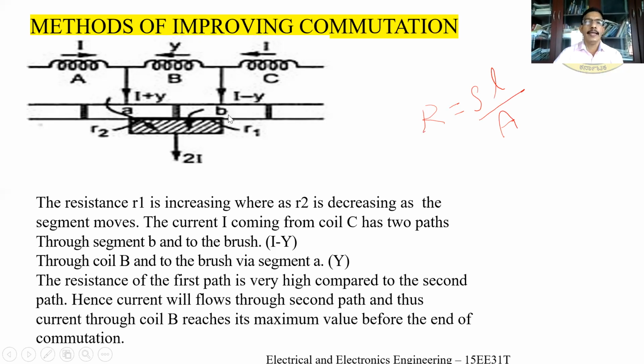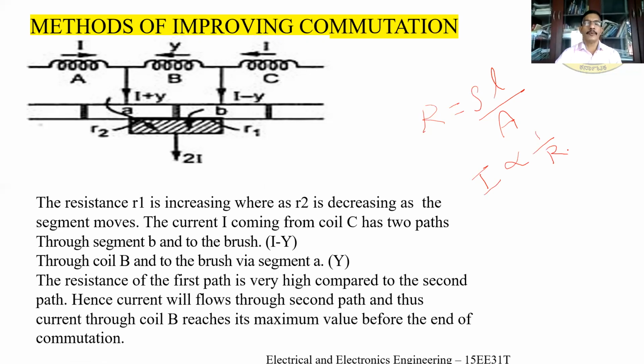Here, as the commutator moves left to right, the area connected to the B segment of the brush reduces. If area reduces, it means resistance increases. From Ohm's law, current is directly proportional to 1 by R.